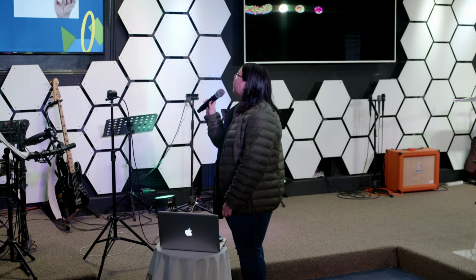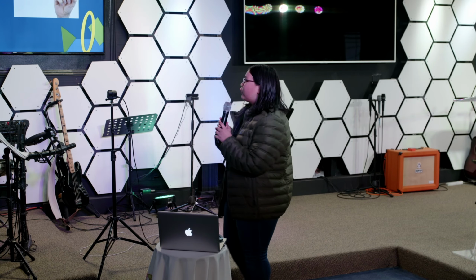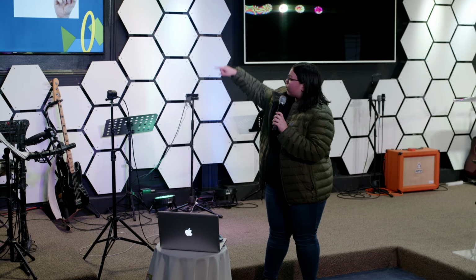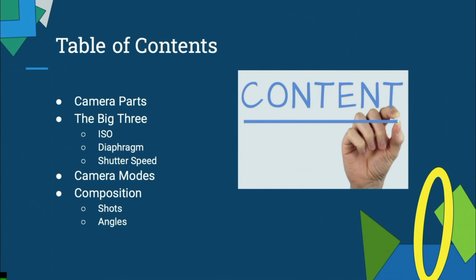It didn't happen. Okay, this is the table of contents, what we're gonna learn today. Camera parts, basically what every camera should have and how to use them, and how to find them if you buy a camera yourself. The big three, which is called the triangle, because they all affect each other. So it's the ISO, the diaphragm, and then the shutter speed. Camera modes, you know how I always told you not to use automatic and to use manual? And then composition, different shots and angles you can use to be dynamic.